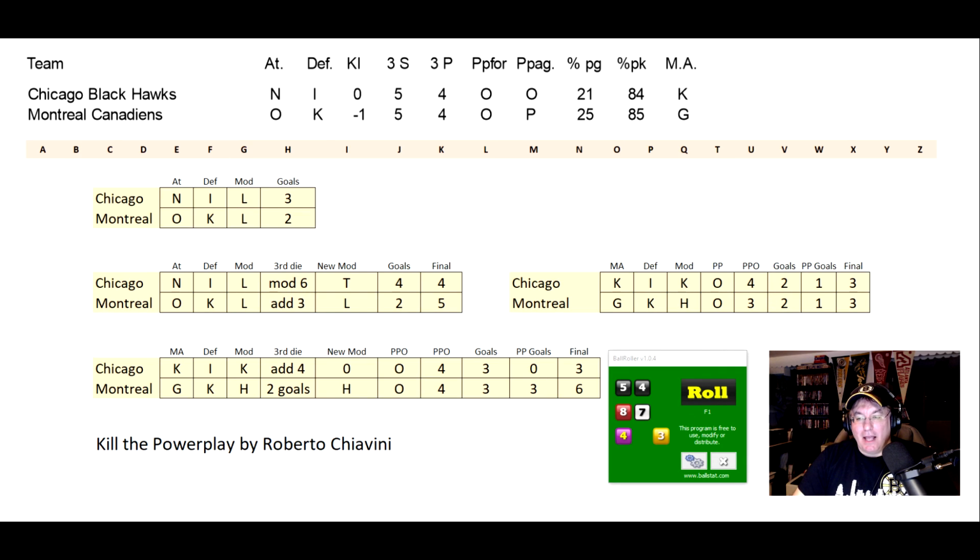But anyway, that's a look at Kill the Power Play by games by Roberto Chiavini. And I encourage you guys to go to sportsreplays.net and check out some of his stuff. Just click on his name. It calls up his page. His games are really not expensive at all. Most are kind of quick play games like this.